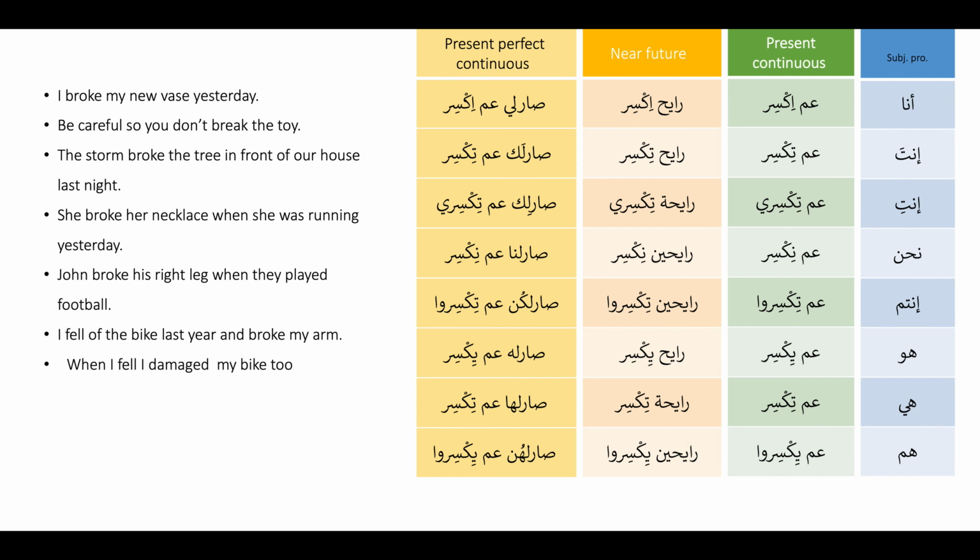Rayeh, or the going to, then followed by the present tense, it has only three conjugations: Rayeh, Rayha, Rayhin. And each of these are used with three subject pronouns.